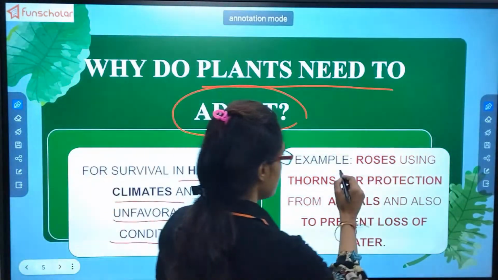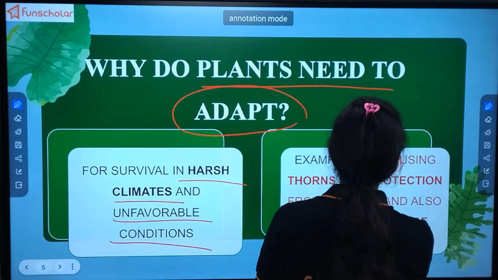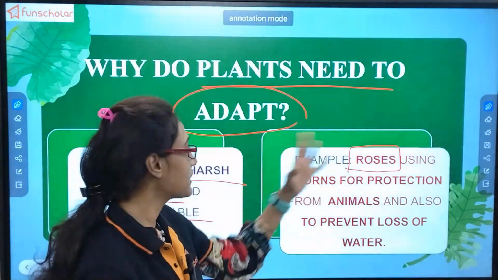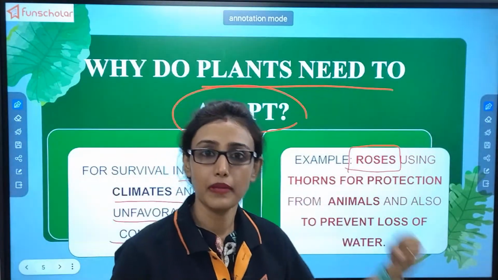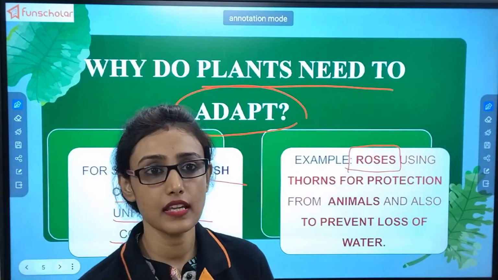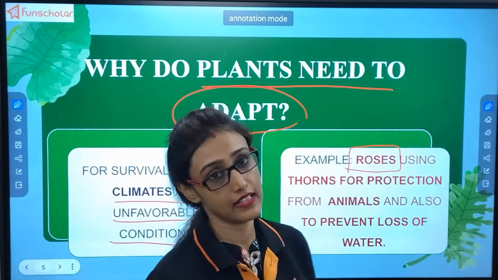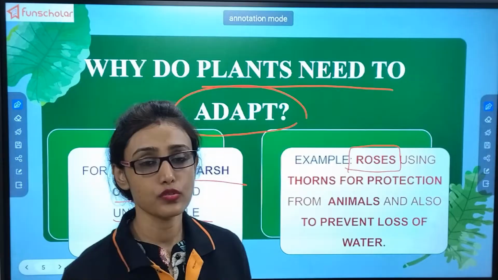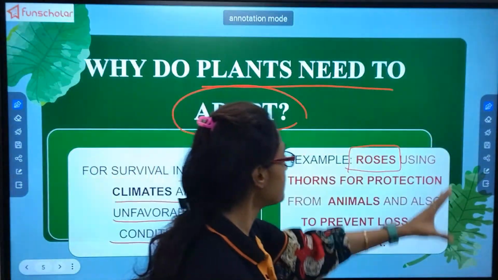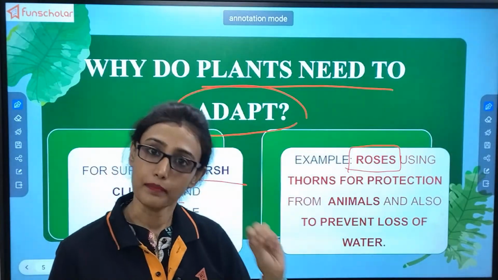For example, see the rose plant. You all have seen it, right? They are of various colors. You gift roses to your beloved ones during their birthdays or anniversaries or even on Valentine's Day, Rose Day. You know so much about the rose. So the rose is a very beautiful, colorful flowering plant.